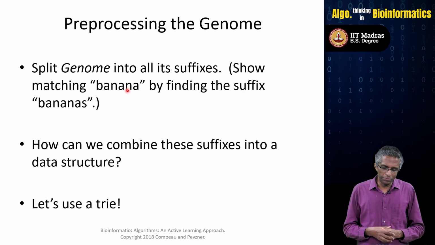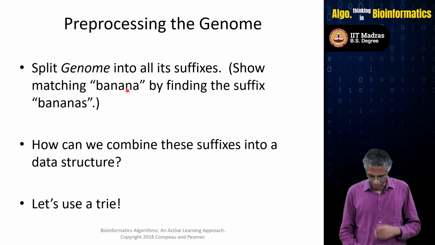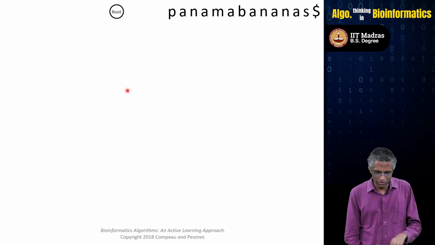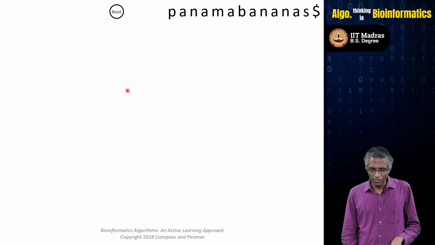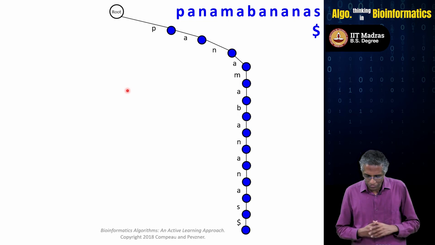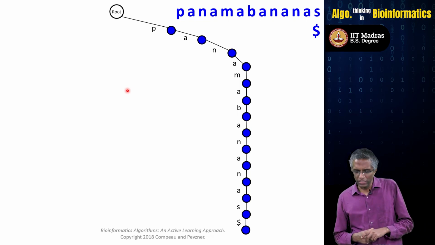And how can we combine these suffixes into a data structure? Again, we can use a trie. Okay, let's just see how it works. This is our genome. We are going to look at all the suffixes of the genome and we are going to build a trie for that. Okay, the first suffix is the full string Panama bananas. Right. The next suffix is going to be Anama bananas.